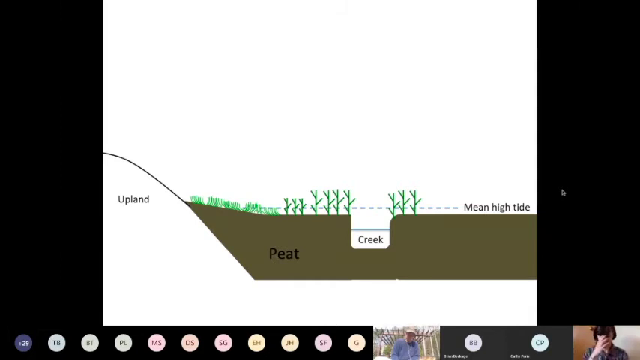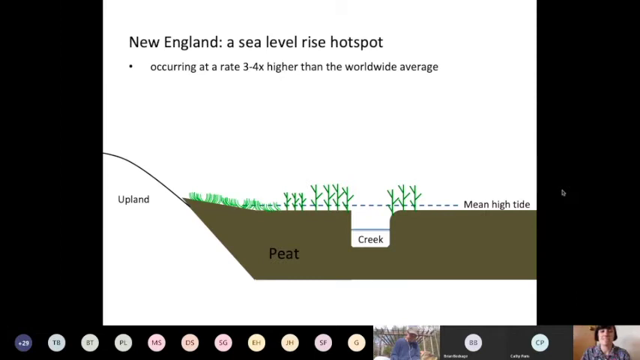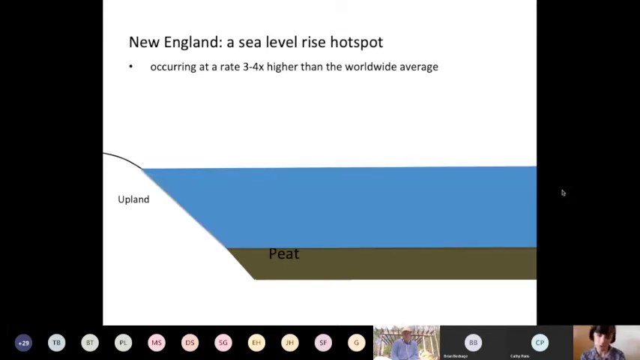Now, I hate to add more bad news onto the 2020 onslaught, but you probably saw this coming anyway, but sea level rise is accelerating. New England is known as a sea level rise hotspot, where the rise is happening at a rate that's 3 to 4 times greater than the worldwide average. So the concern here is that if marshes can't keep up with this rate of sea level rise, they'll likely drown.